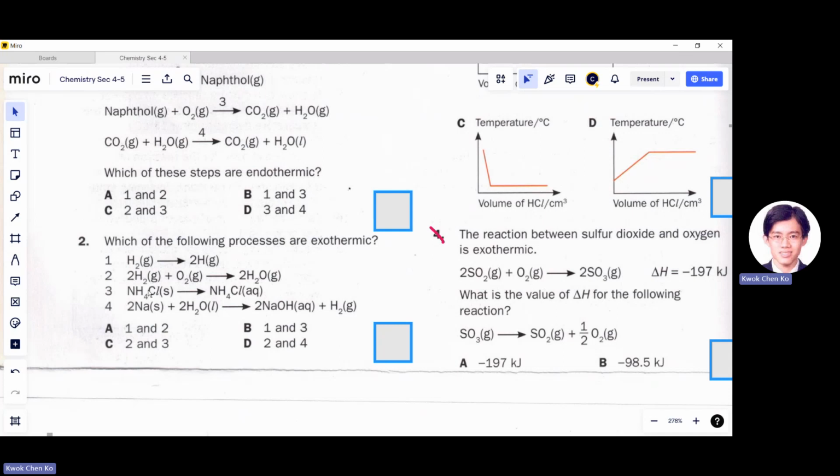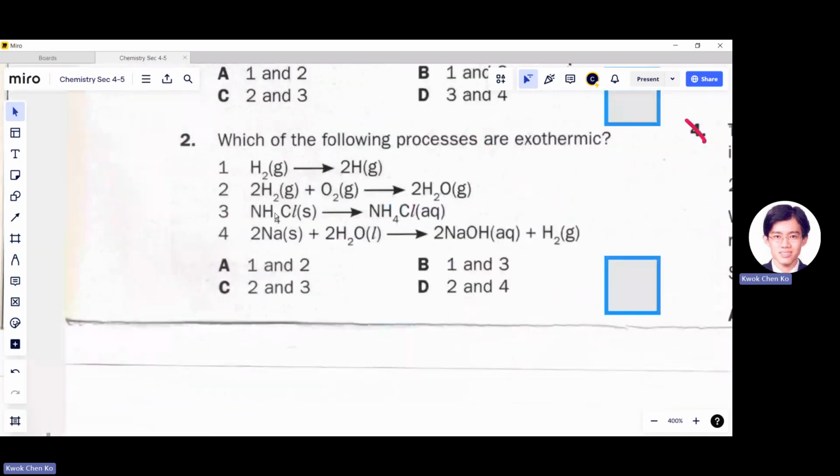If you're referring to question 2, let's say this one, number 3. Solid to aqueous. What kind of process is this? Obviously, it's a physical process because there's no change to the substance. Zayden, can you remember? Solid to aqueous is dissolution. You better remember this.